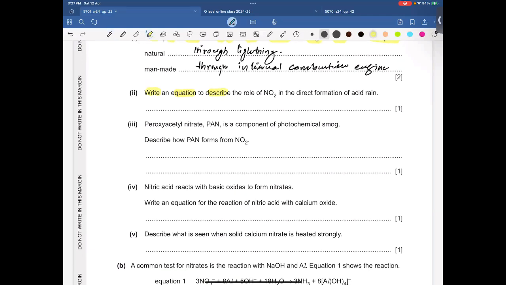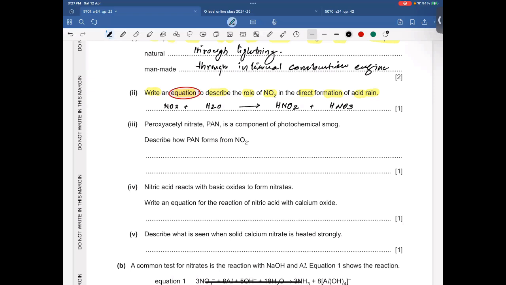Write an equation to describe the role of NO2 in the direct formation of acid rain. NO2 equation. Okay, examiner is looking for the equation. We have done that equation in the class. Nitrogen dioxide, whenever it reacts with water, undergoes disproportionation reaction to give nitrous acid and nitric acid. Nitrous acid has a formula of HNO2. Nitric acid has a formula of HNO3.